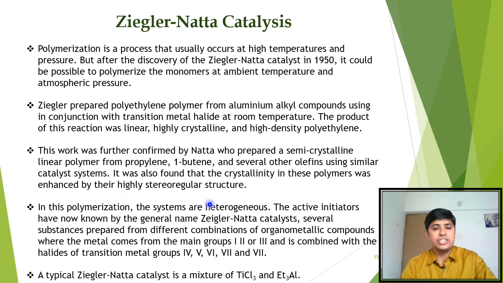In this polymerization, the systems are heterogeneous. The active initiators are now known by the general name Ziegler-Natta catalysts. Several substances are prepared from different combinations of organometallic compounds, where the metal comes from main group 1, 2 or 3, combined with halides of transition groups 4, 5, 6, 7 and 8. A typical Ziegler-Natta catalyst is a mixture of TiCl3 and triethyl aluminum.